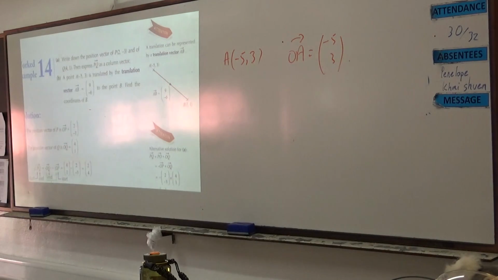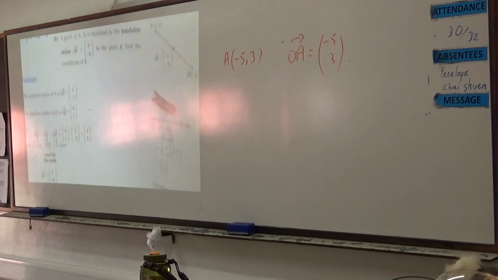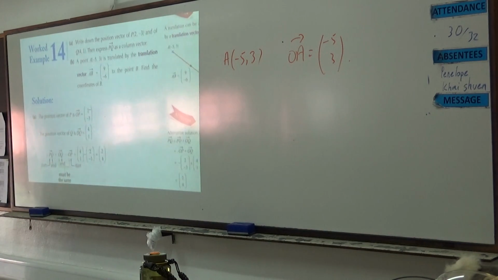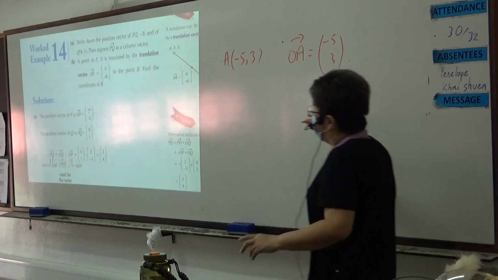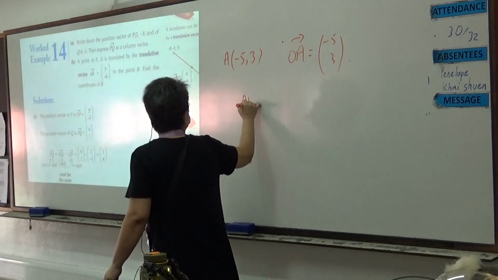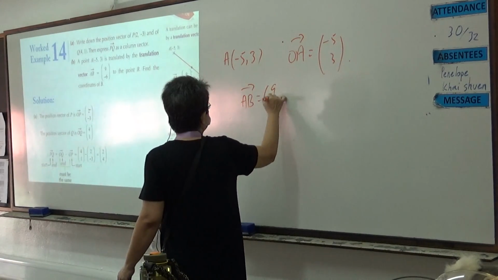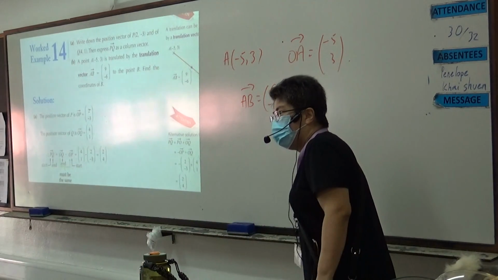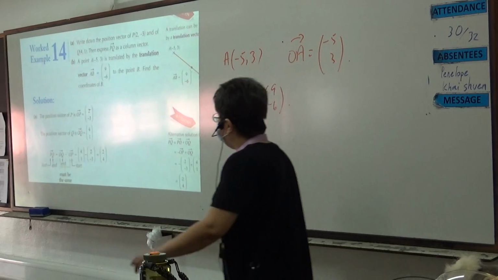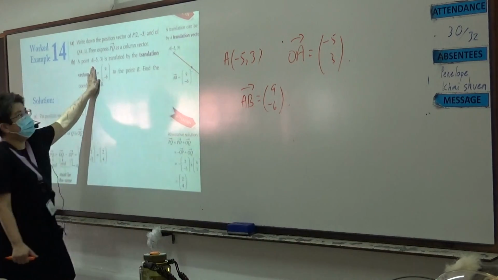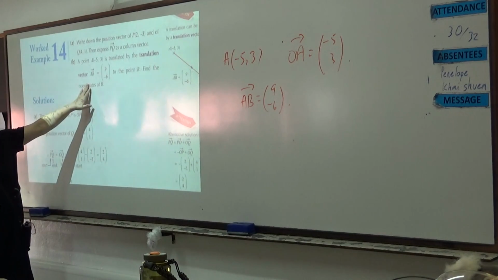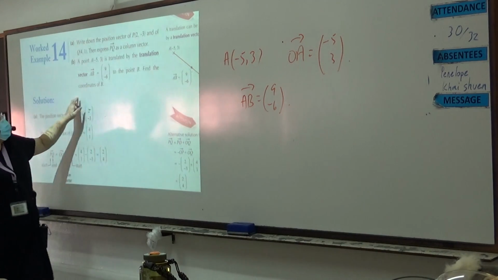Now, you look at this. Wait, I'll just show you first. Do you agree that the question tells you AB is (9, -6)? And I know OA, right? Everybody okay? Okay, repeat. The point A, which is (-5, 3), is translated by the translation vector AB, (9, -6), to a point B. Find the coordinates of B.